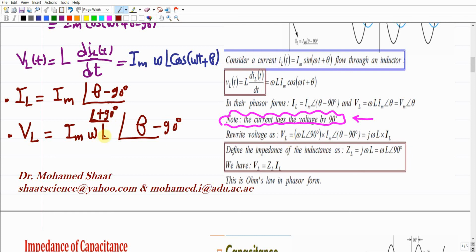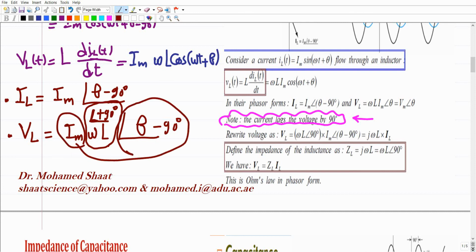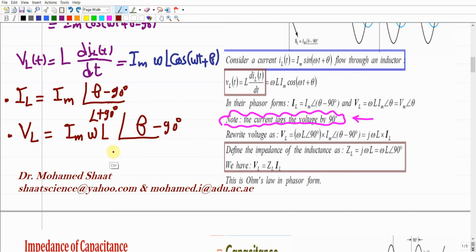Then we consider Im with this phase angle as a single phasor. This term, Im with this angle, is going to give us IL, which is this phasor, and this omega L with angle 90 is going to give us another phasor. So this is like the multiplication of two different phasors. This is one phasor, this is another phasor. Make sense? We can do it in this way, or another method. For example, how about if I ask you to find how much Im is in terms of the phasor IL.